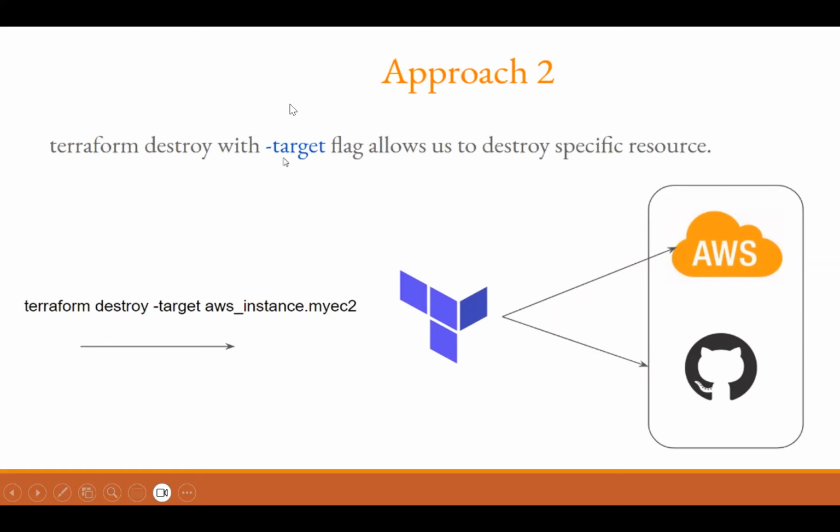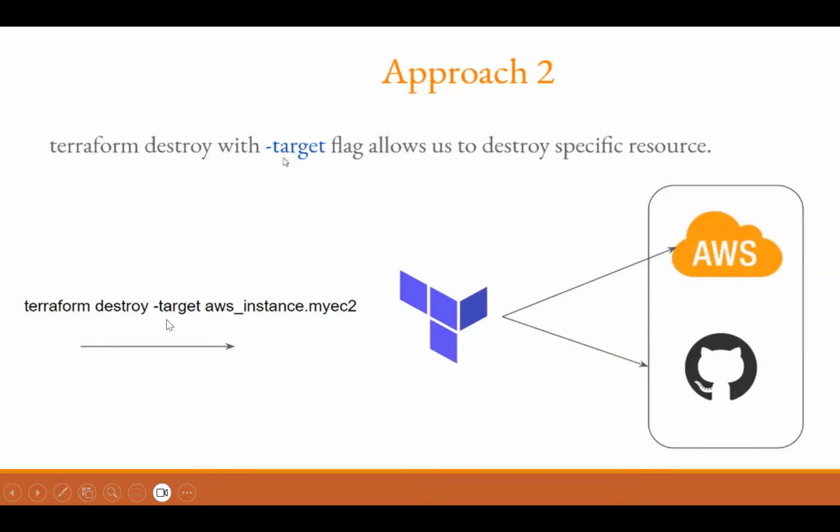If you give the target, the target flag allows us to destroy a specific resource. Terraform destroy with the hyphen target flag allows us to destroy a specific resource. For example, Terraform destroy hyphen target AWS underscore instance dot resource name. What is the resource? AWS underscore instance is the resource. What is the resource name? My EC2 instance or my first EC2 instance. So it will destroy only that particular specific resource.